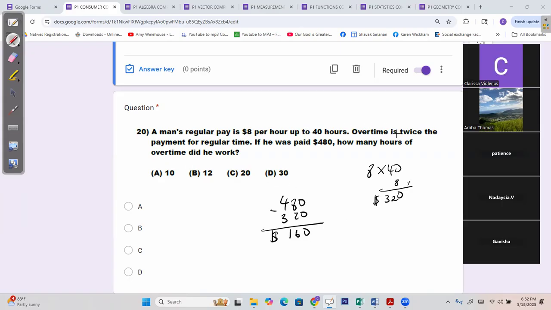What is his overtime rate? His overtime rate is twice. So instead of $8 an hour, how much an hour did he gain? He gained $16 an hour. So when we divide this by 16, 16 into itself goes once. So that's 10 hours. Everybody see how we get 10?